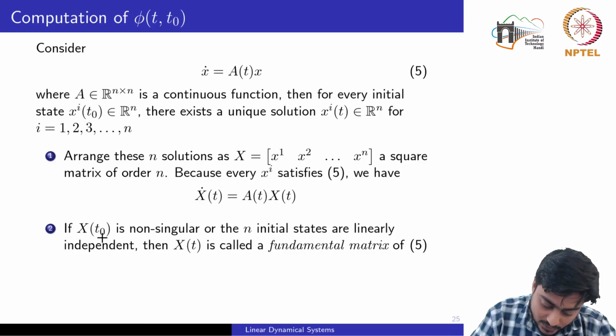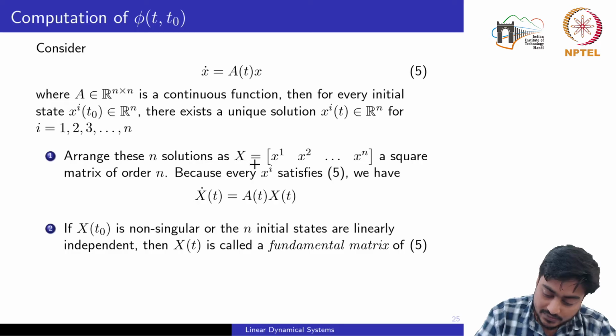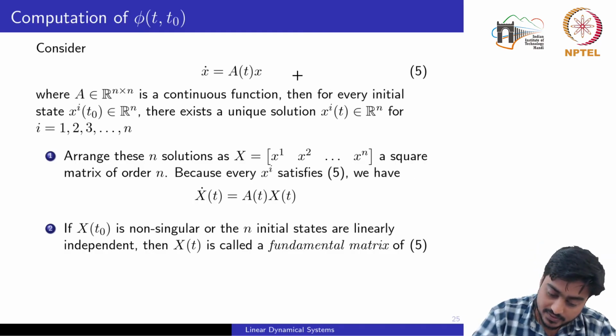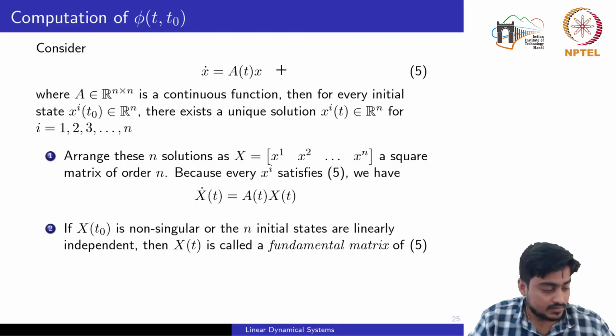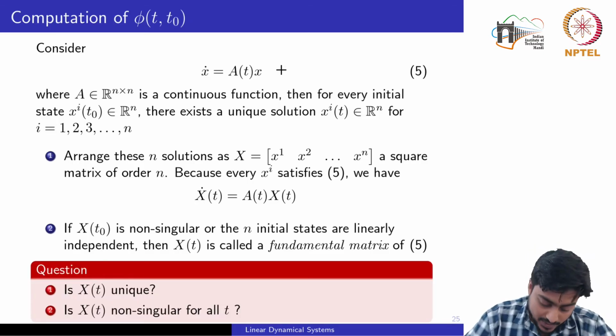Now if x of t naught is non-singular, meaning that if I club all these x at initial conditions and it is non-singular, or we say that these n initial states are linearly independent, then x of t is called a fundamental matrix of 5. Basically the fundamental matrix of 5. Now here two questions arise: whether my x of t is unique, and second, is x of t non-singular for all t.